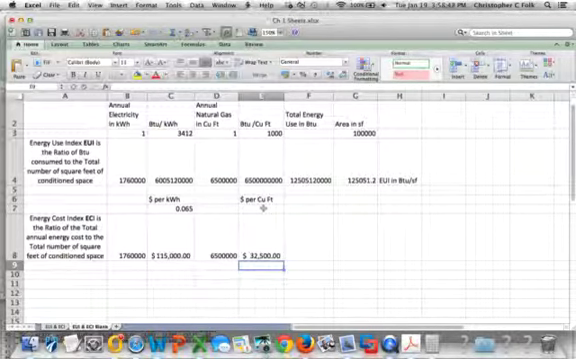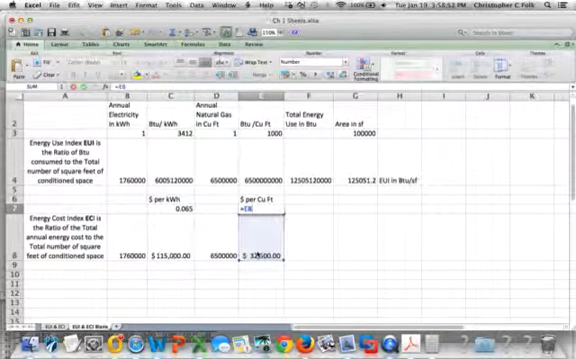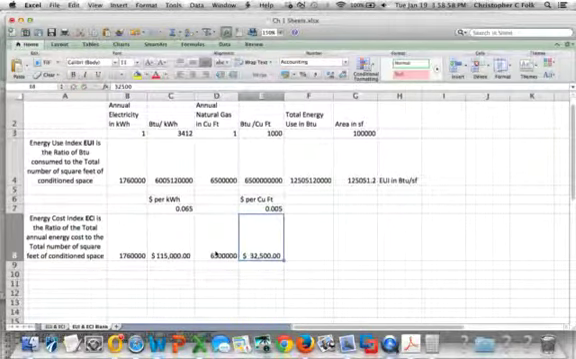And if I want to know what the cost per cubic foot is, again, I would put equals the total amount I was charged divided by the total amount that I consumed. And there we go.